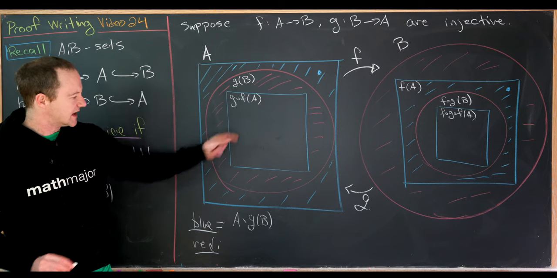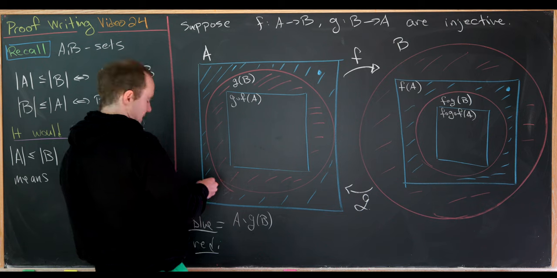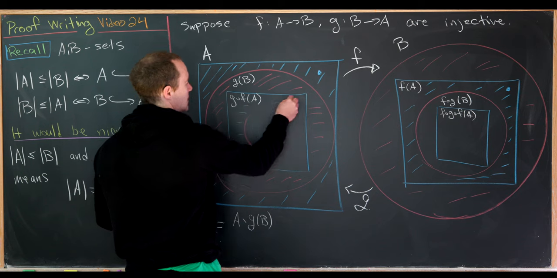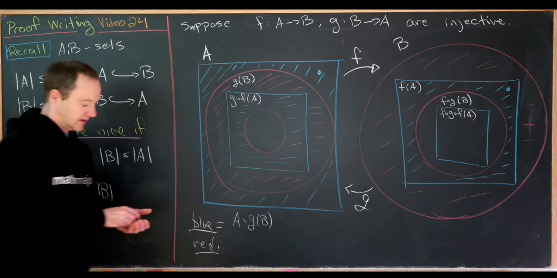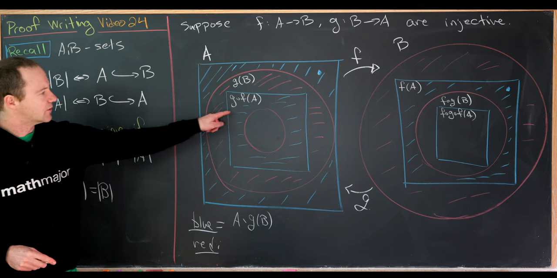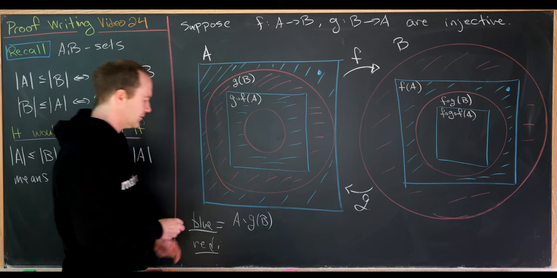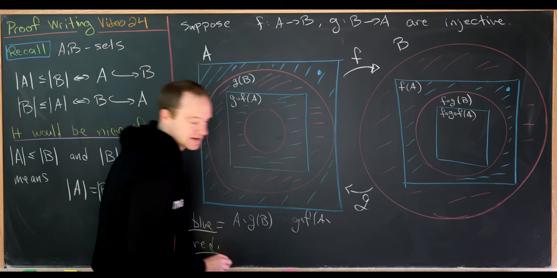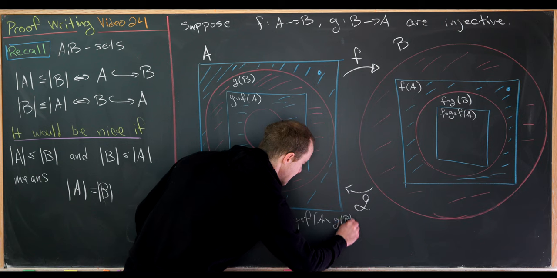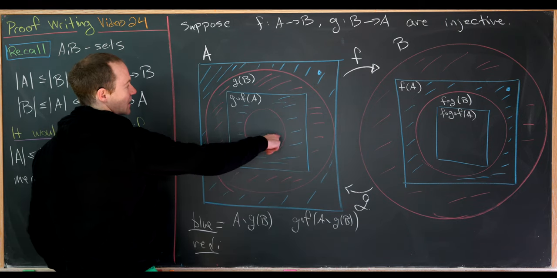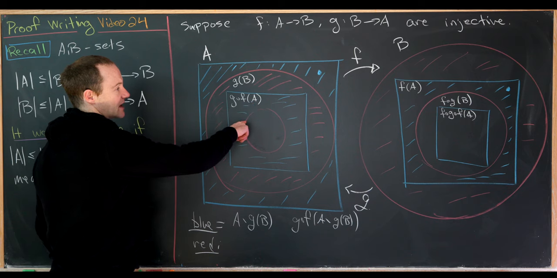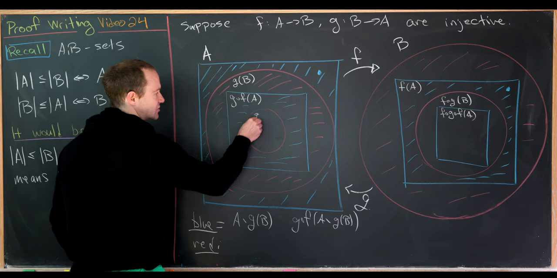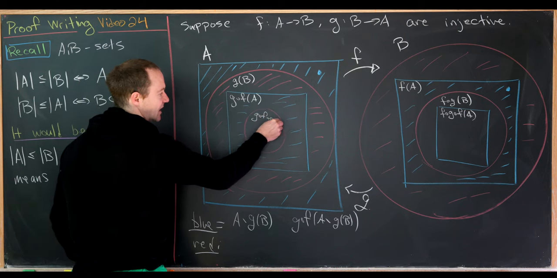Okay, but then what's this inner blue set? Keeping in mind that we'll have this red circle inside, and then what we get after doing this shading. So this blue set in here will be, let's see, G of F of A minus another G of B, because we have to take away what's going on right here, but what's going on right here is G of F of G of B. So let's write this down, G of F of G of B.